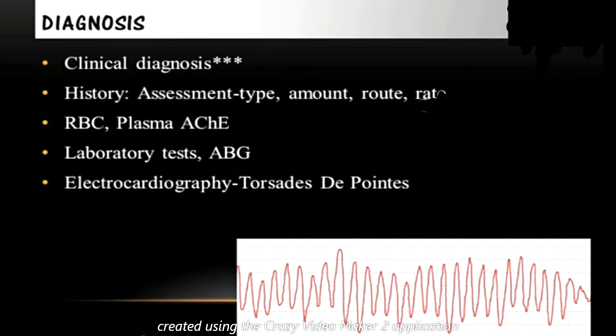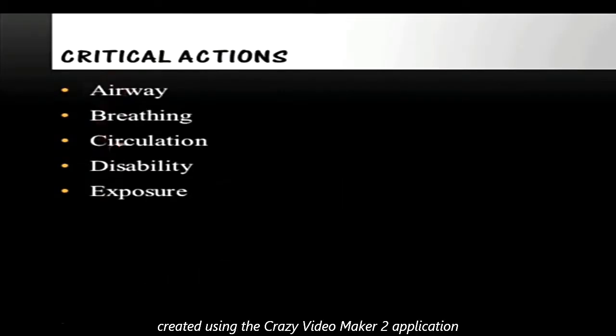Sometimes, if it is suicidal or even accidental, they bring the poisons along with them, so we can identify which type of poison it is. Secondly, we go through laboratory tests, through ABG, by finding acetylcholinesterase. ECG is performed and various lab investigations for confirmation of organophosphorus poisoning.